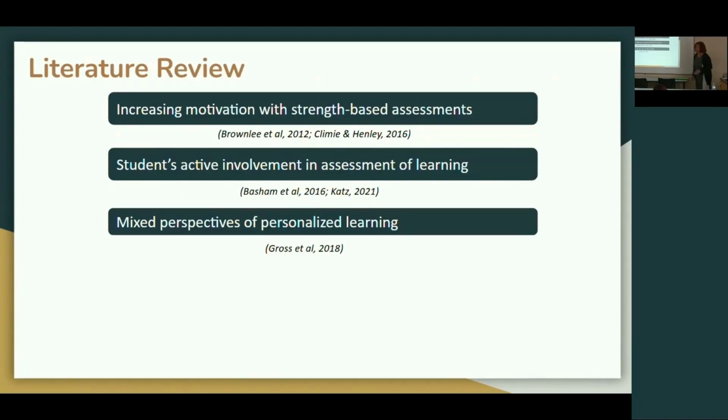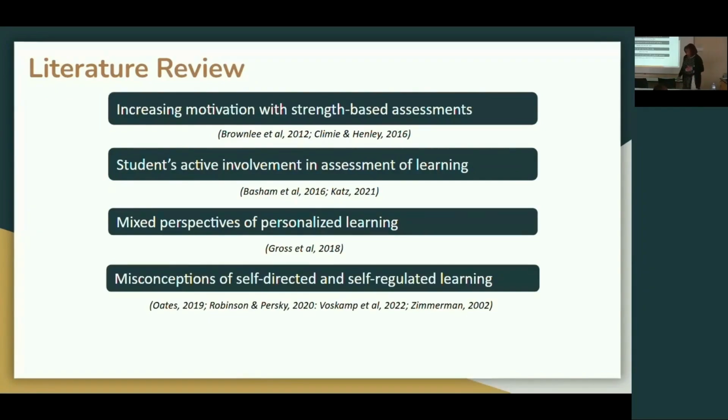Burroughs' study on personalized learning environments found that many teachers were receptive to including interests in the curriculum. However, fewer teachers were receptive to providing meaningful choice, especially at the high school level. And then some of these mixed views could be related to the misconceptions of self-directed learning and self-regulated learning.